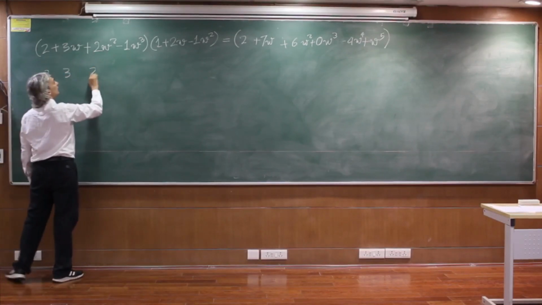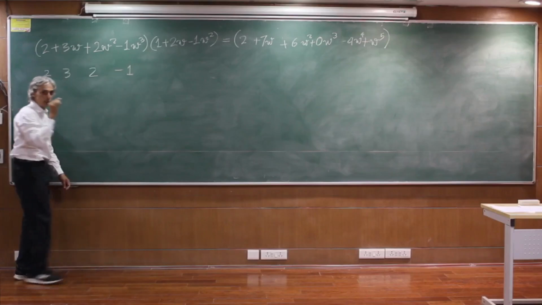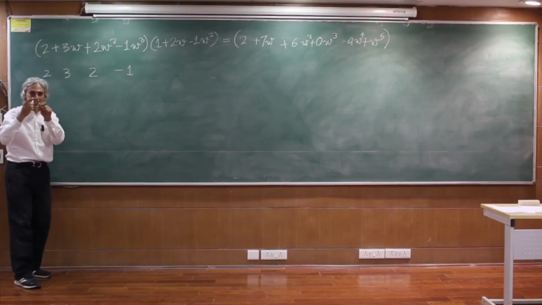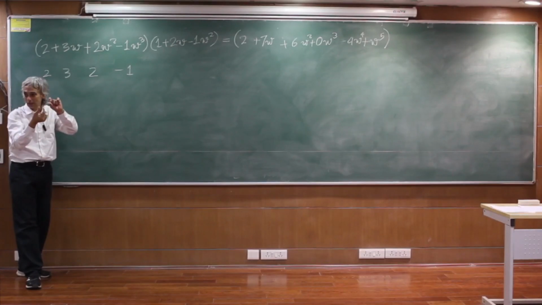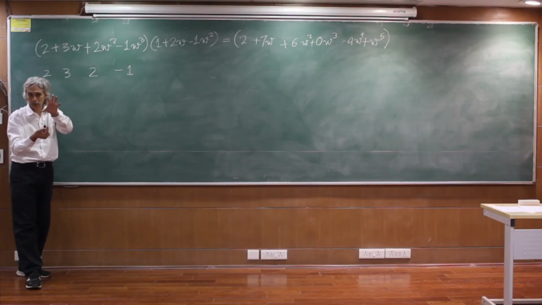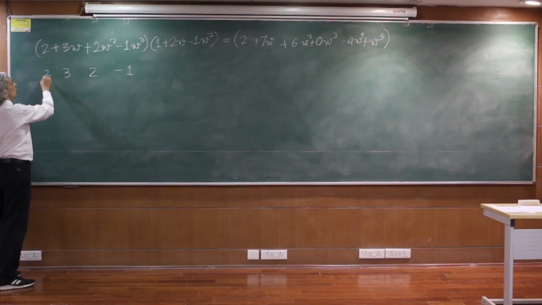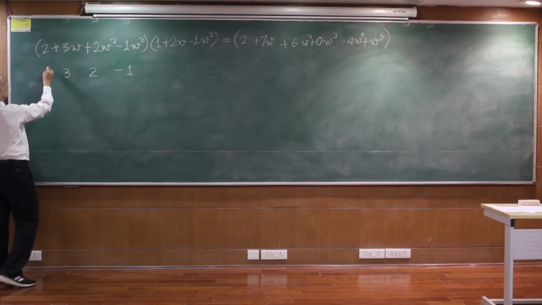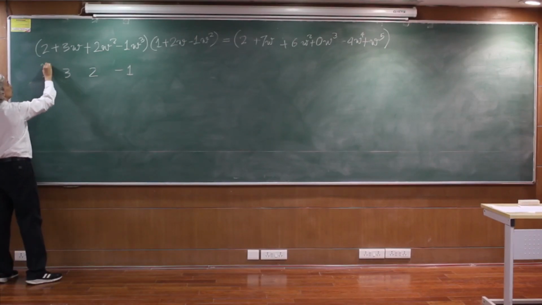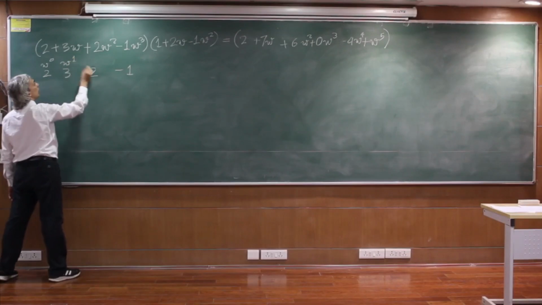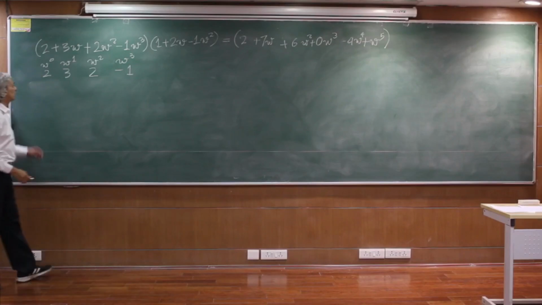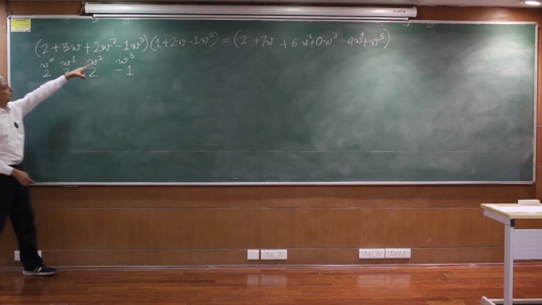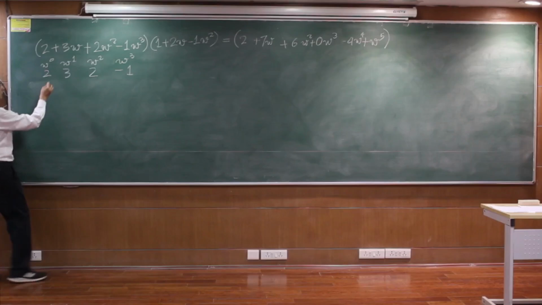So 2, 3, 2, minus 1 are the coefficients, and the indices or the places of the signal are actually the order of the polynomial variable. So 2, 3, 2, minus 1, and this is the coefficient for W raised to 0, this is the coefficient for W raised to 1, this is the coefficient for W square, this is the coefficient for W cube. And so what will happen, you have this 1 plus 2W minus 1W square.